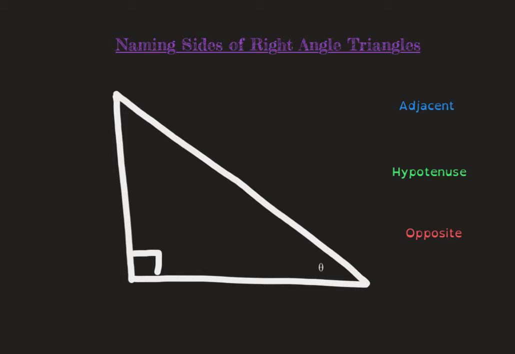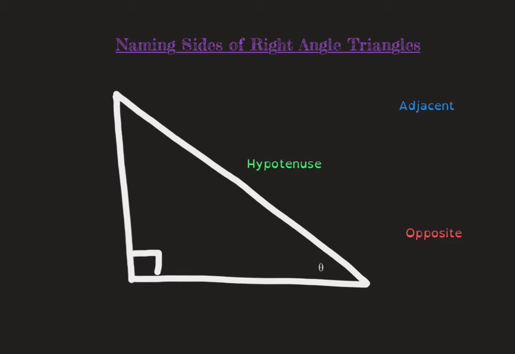So when I use the word adjacent, when I use the word opposite, I'm talking from this perspective. But the hypotenuse stays the same regardless of which angle I'm looking at. So the hypotenuse, hopefully we know, is the longest side of any right angle triangle. It's directly opposite our right angle symbol here. It's always the longest side. So this is our hypotenuse here.